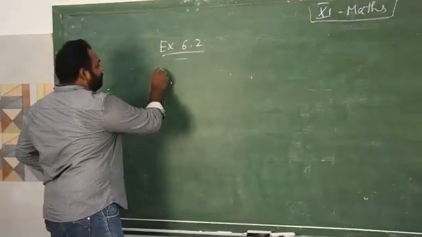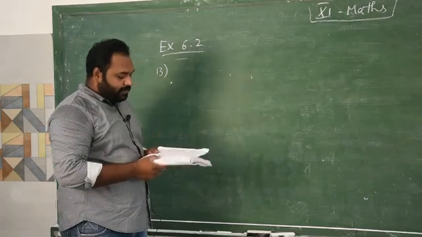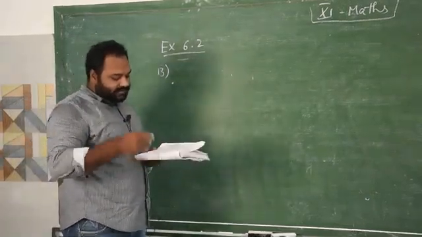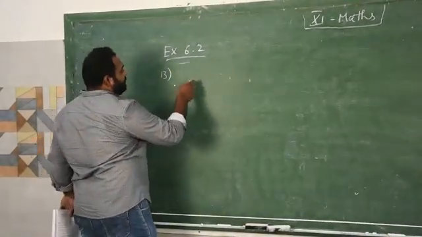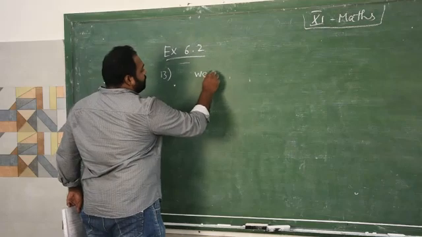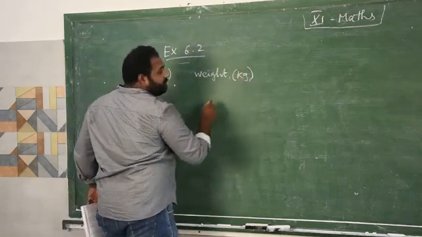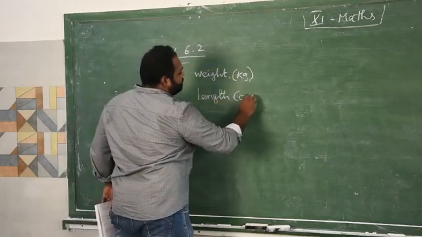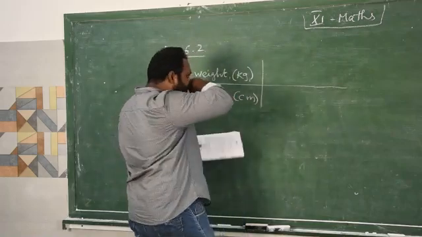Problem number 13. Listen to the question. A spring was hung from a hook in a ceiling. A number of different weights are attached. Actually the informations are given in weight and length. Weight in kg is given, length in centimeter is given, the data are given. So here I am going to write the data.